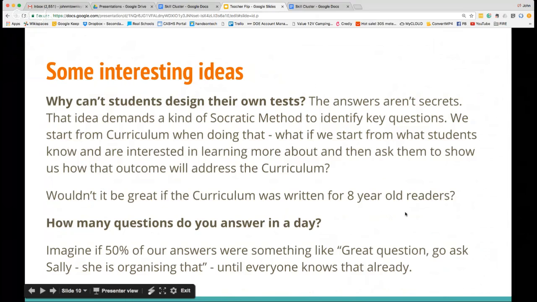if you've had a busy day. So wouldn't it be nice if we were answering a lot of those with, "That's a great question. Why don't you go and ask the person who knows the answer," and that person is a student.